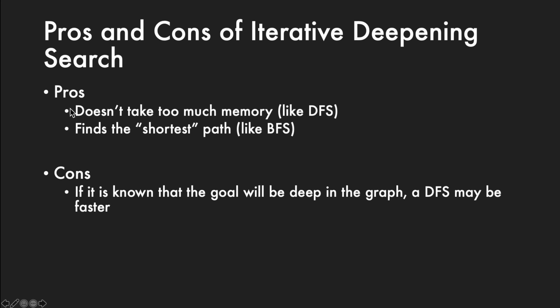Pros: it doesn't take too much memory, and it finds the shortest path. Cons: if it is known that the goal will be deep in the graph, a depth first search may be faster.